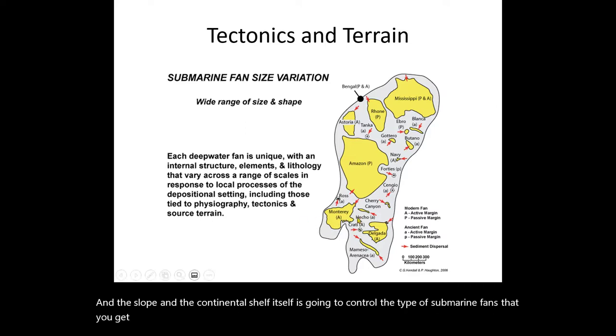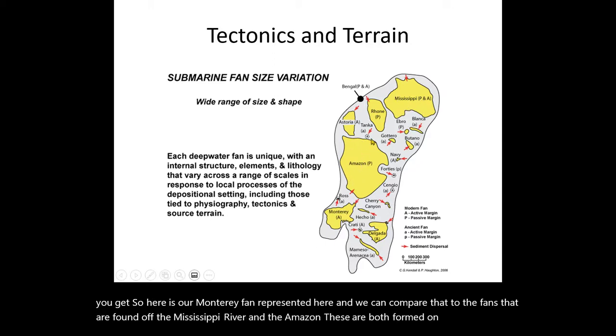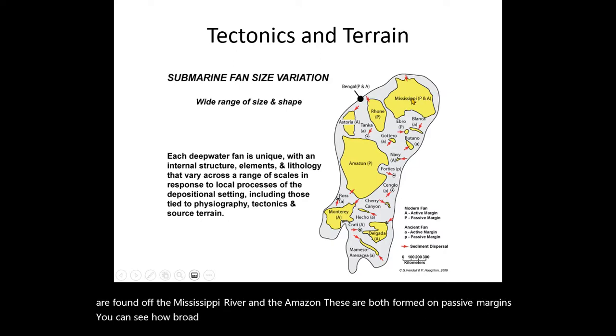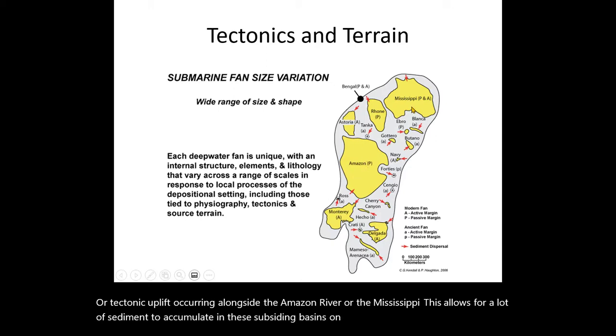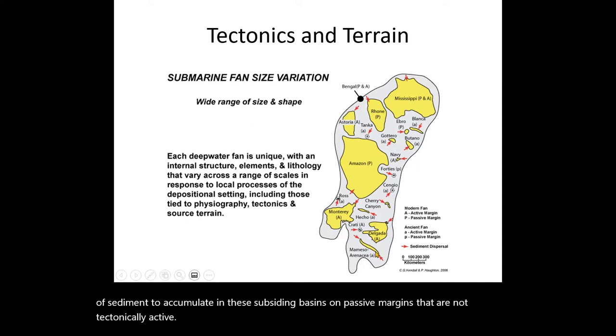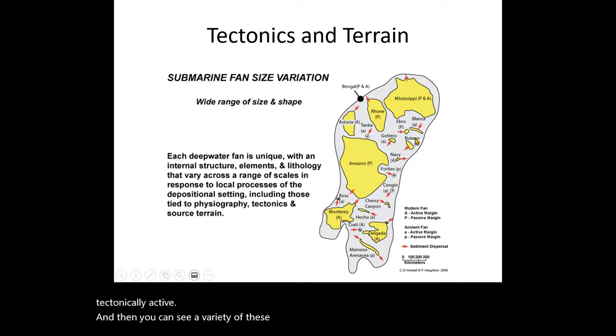So here is our Monterey fan represented here, and we can compare that to the fans that are found off the Mississippi River and the Amazon. These are both formed on passive margins, so you can see how broad these fans are because there's a lot of continental shelf space because there's not a tectonic fault or tectonic uplift occurring alongside the Amazon River or the Mississippi. This allows for a lot of sediments to accumulate in these subsiding basins on passive margins that are not tectonically active. And then you can see a variety of these other fan deposits that are formed from other river systems depositing out into the ocean.